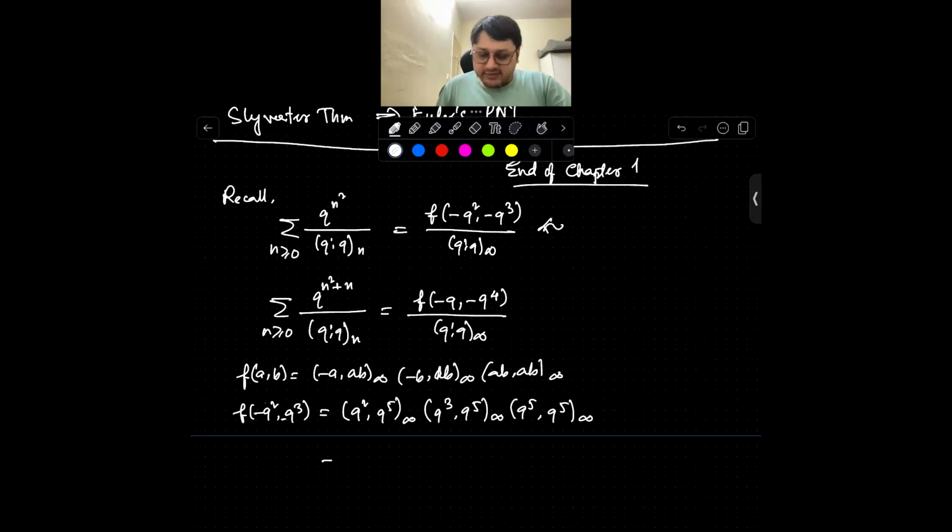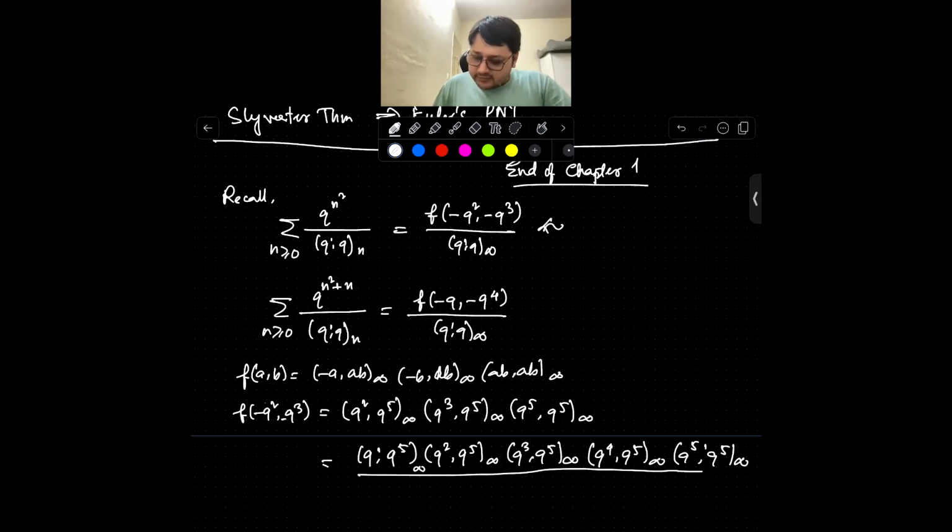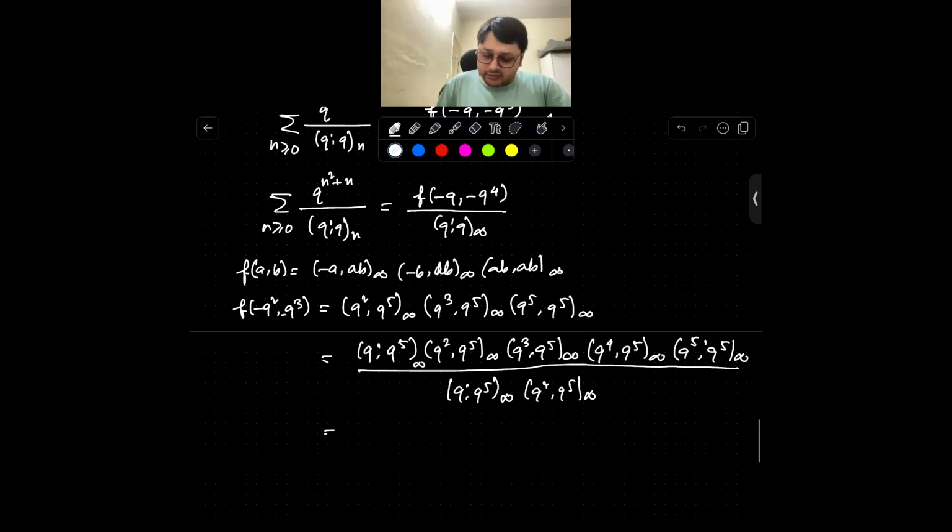Now this is almost equal to q infinity. We're just missing two factors. So if you multiply by q4, q5 infinity, then you need to divide by the two new things that you have multiplied, which is q5 and q4 q5 infinity. Now the top part just becomes q infinity, and the bottom you have q5 infinity, q4 q5 infinity.